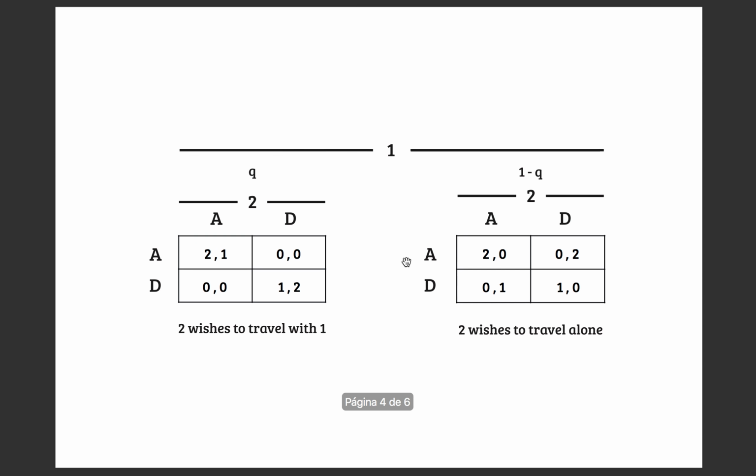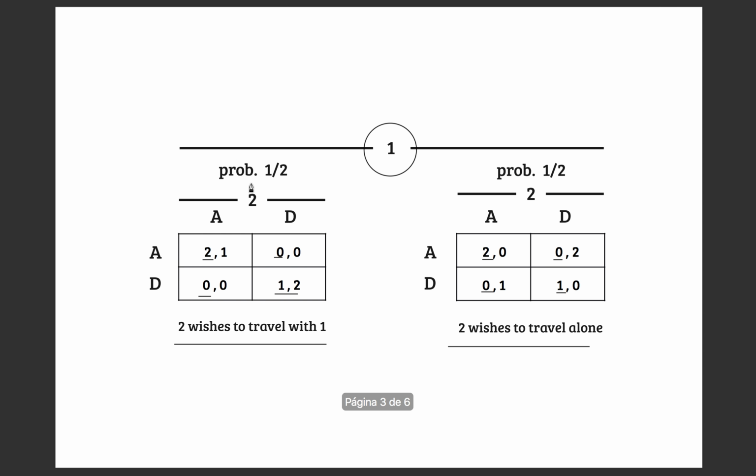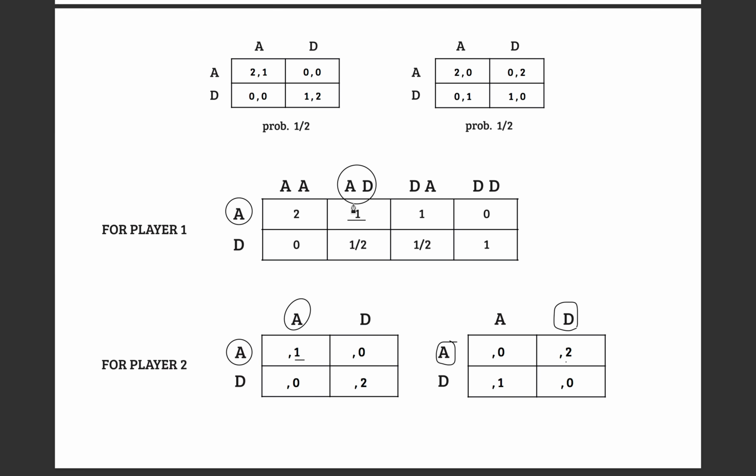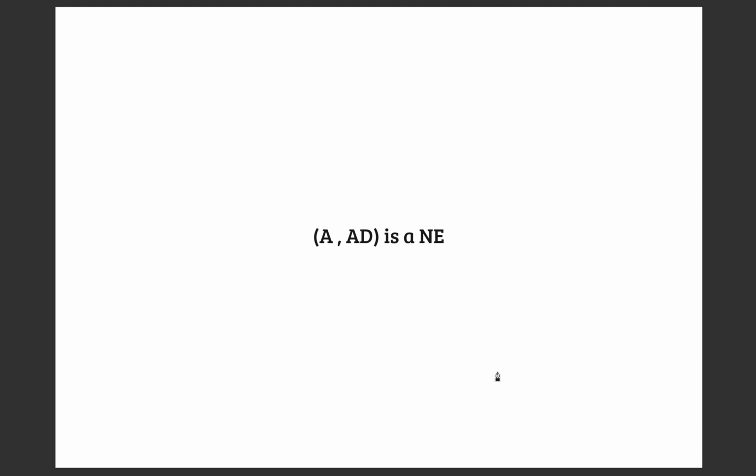So that would be the answer for this kind of Bayesian game. As I said, here the probabilities are one half, but they could be other probabilities, or just Q and 1 minus Q. We can compute also without having a concrete example. So that's it.